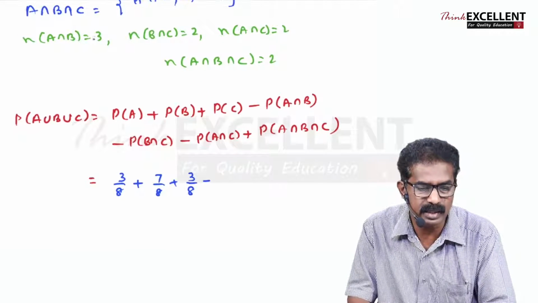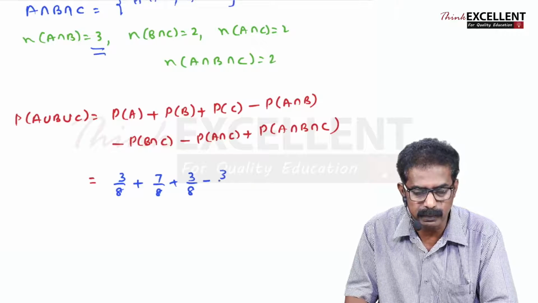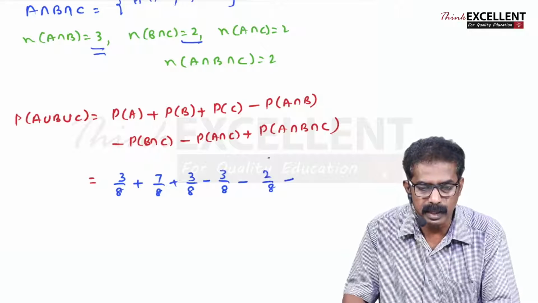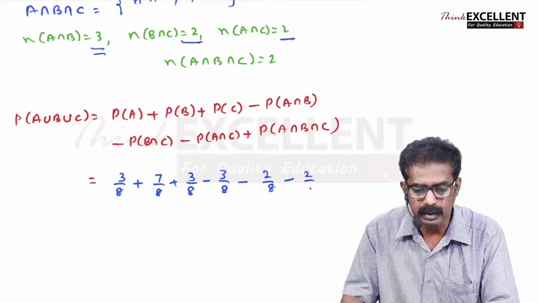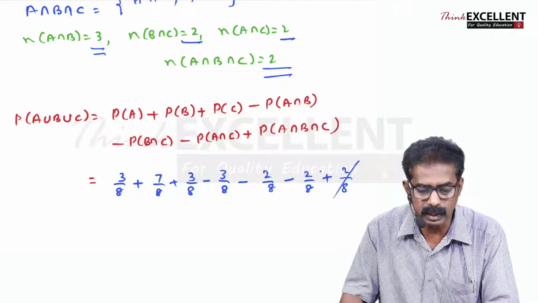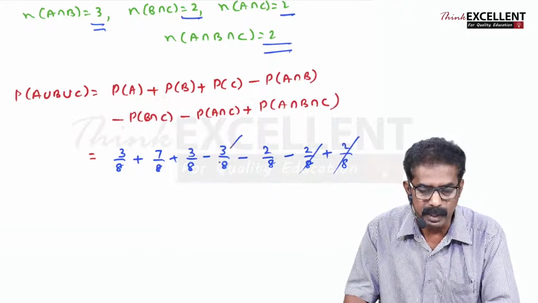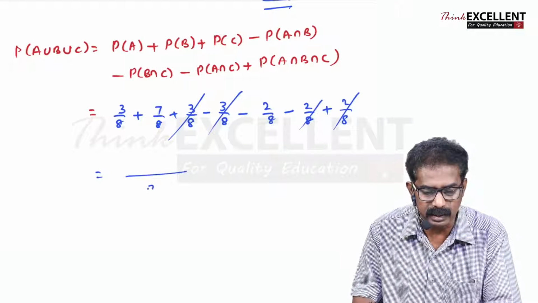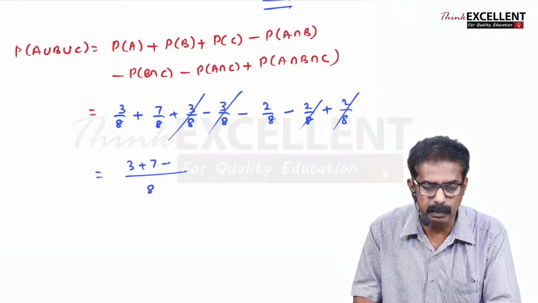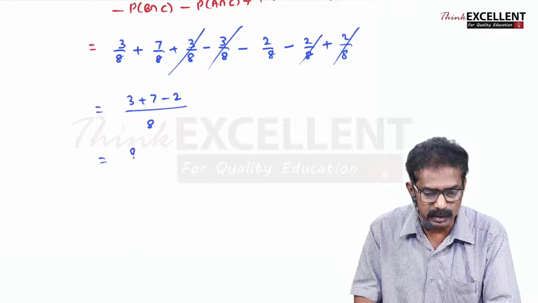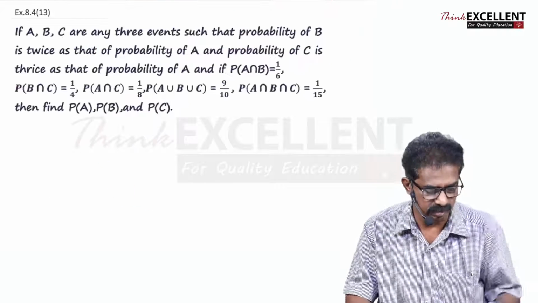Minus P of A intersection B, it is 3, so 3 by 8. Minus P of B intersection C, 2 by 8. Minus again 2 by 8. Then finally plus all the three, that is also 2 by 8. So plus 2 by 8 minus 2 by 8 you cancel. Minus 3 by 8 plus 3 by 8 cancel. In all the cases, denominator is 8, right? So 3 plus 7 is 10, minus 2, 8. 8 by 8, cancel, your answer is 1. Okay, so this is what they asked to find.